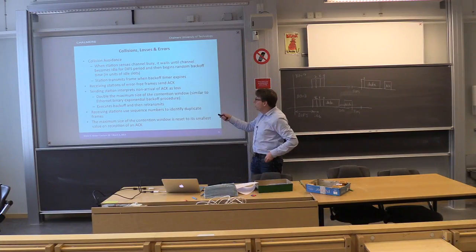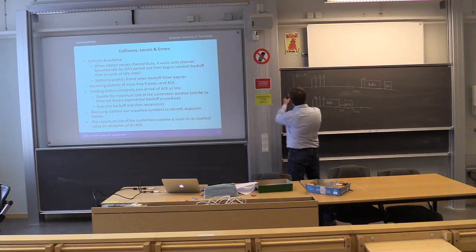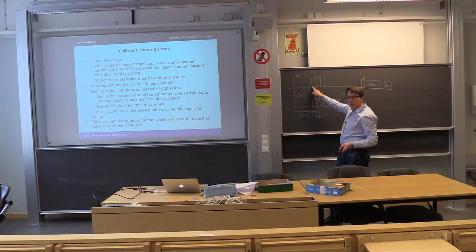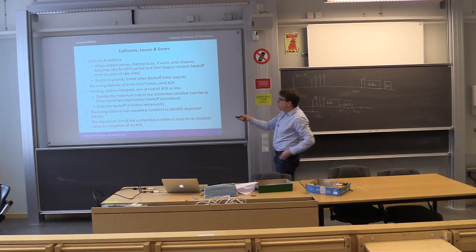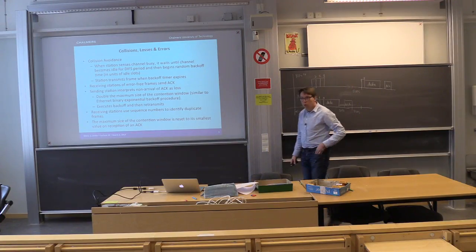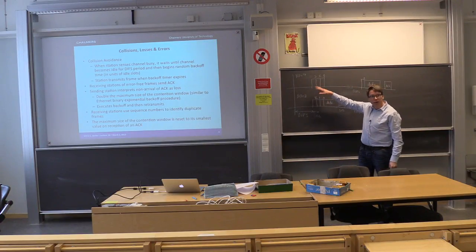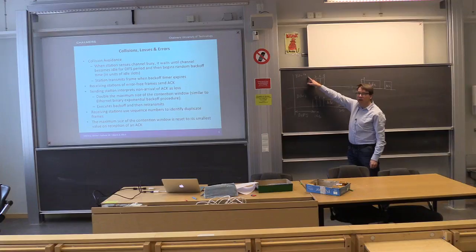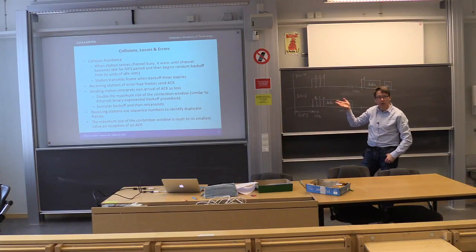So to summarize, collision avoidance. When a station senses the channel to be busy, what does it do? It waits until the channel becomes idle for a DIFS period. And then it starts to count down its backoff counter. 4, 3, 2, 1, right? The station transmits the frame when the backoff timer expires. Okay. So, if two stations who are waiting to send a frame have the same backoff counter, what will happen? There will be a collision. Okay. So collision avoidance is not perfect, right?